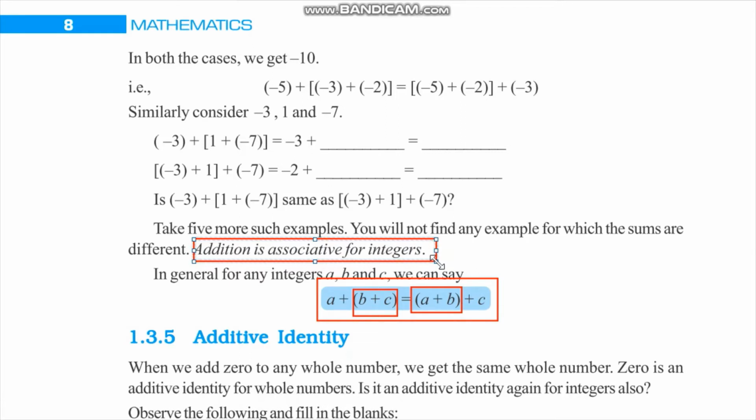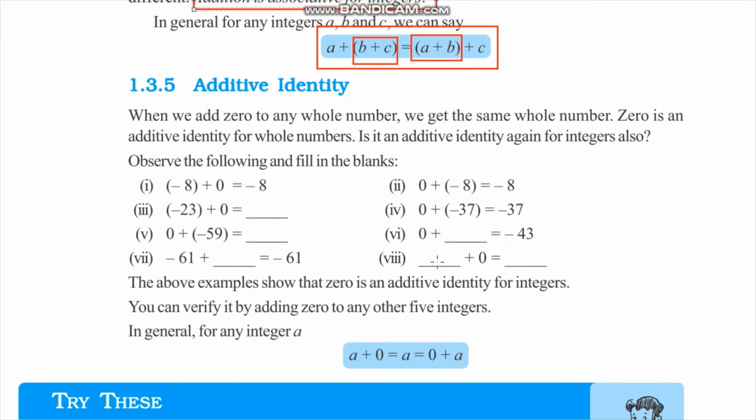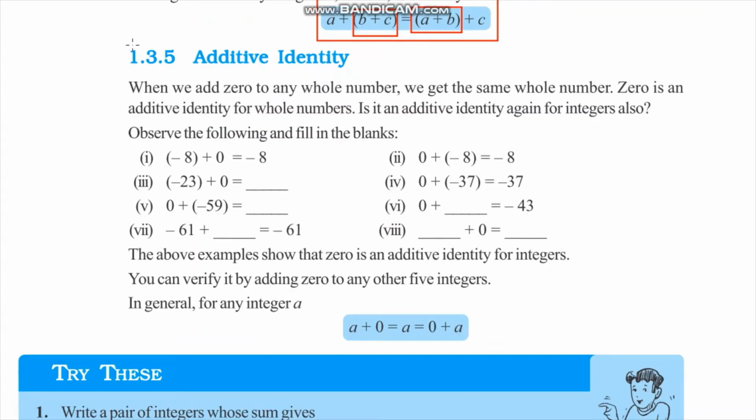In commutation we have learned that the order does not matter. Here we are learning that the grouping of the integers does not matter, you will get the same results. Next, we will start the additive identity property. When we add 0 to any whole number, we get the same whole number. 0 is an additive identity for whole numbers.